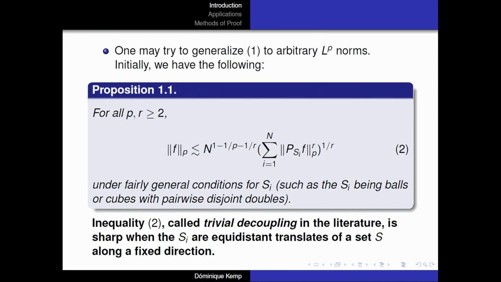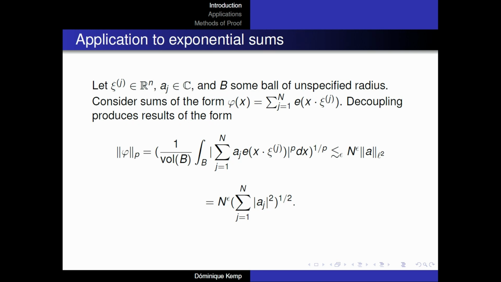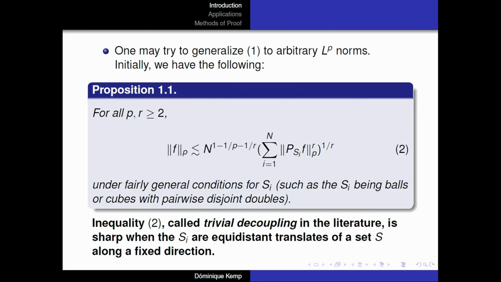Okay, one may try to generalize this to arbitrary Lp norms. So instead of what we had on the previous slide, this is for general Lp, and Proposition 1.1 is an attempt to actually find some validity to the previous slide. So if we have p and r that are greater than or equal to 2, then this inequality was well known in the literature, the standard literature of harmonic analysis.